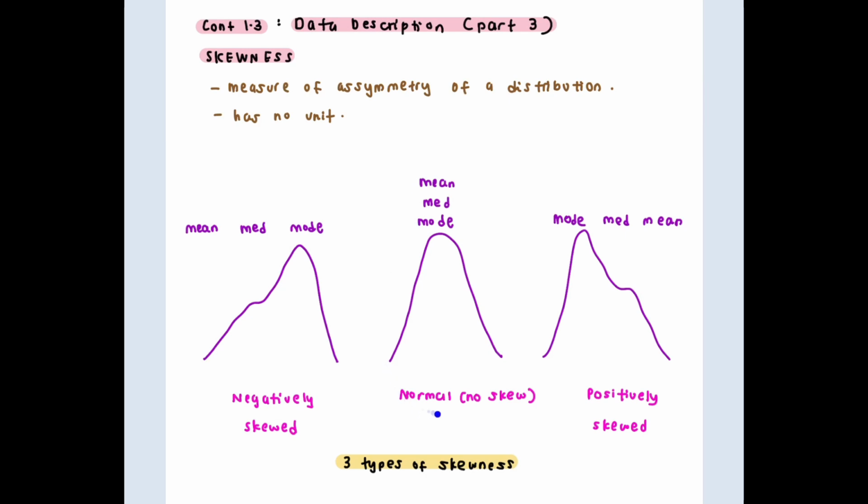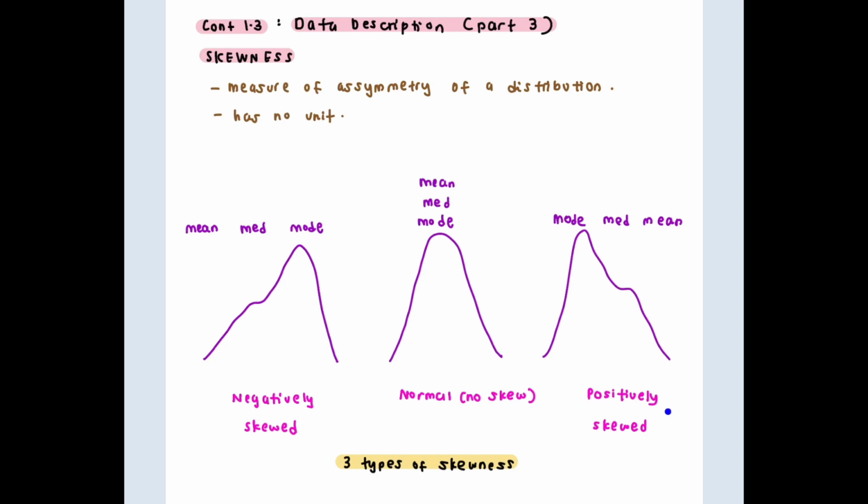The middle graph, we call this one the normal curve or no skewness. No skewness means your data is symmetry, balance. So in the middle is all the value for mean, median and also mode. All these three values fall in the middle of your graph, meaning that you have symmetric distribution.